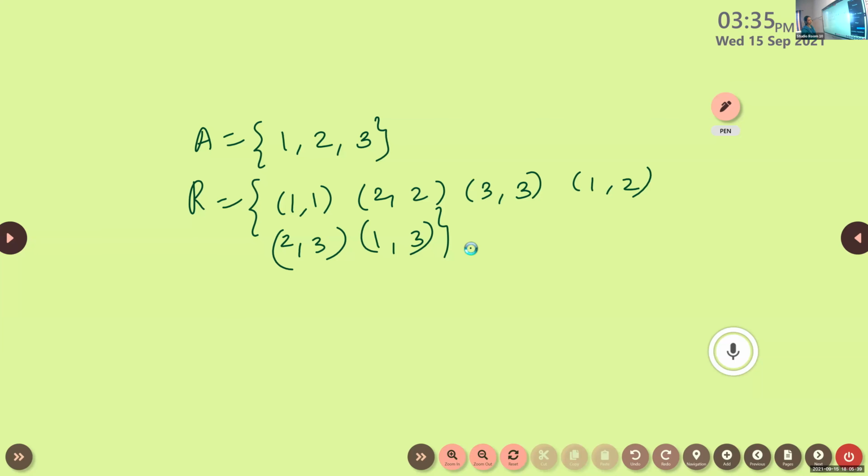Whether R is reflexive? Nia, is R reflexive or not? Yes, ma'am, it is reflexive, because all the elements are related to themselves: (1,1), (2,2), (3,3) are there. Is it symmetric? (1,2) is there. Is (2,1) there? No, it is not symmetric. Is it transitive? (1,2), (2,3), (1,3) is there. Check all the possibilities. It is there, isn't it? So it is transitive. Therefore, it is reflexive and transitive, but not symmetric.